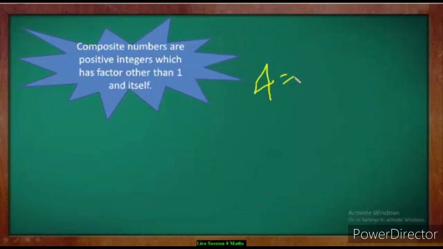So 4 is divided by 1, 4 is divided by 2, 4 is divided by 4 itself. Okay, so apart from 1 and itself, there is one more factor, that is 2. So 4 has one more factor, that is 2, apart from 1 and itself.